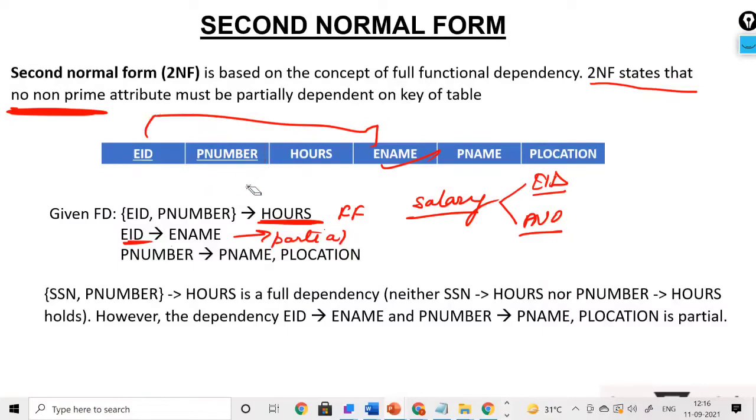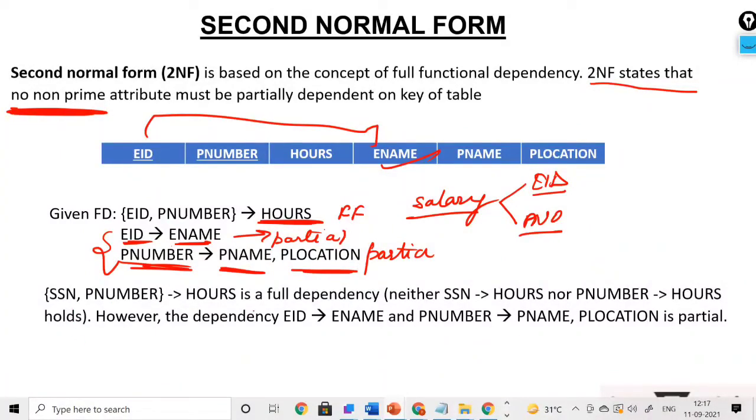What is the key of a table? This is the complete key. EID is not a key alone; EID and P number together are the key. Ours is following the complete property of 2NF, but this is not following. Again, P name and P location are both non-prime attributes, and these are partially depending on the key, because the key is made of EID and P number, and they both depend on only one value of the key. So this is a partial dependency, and this is also violating 2NF. So of the three functional dependencies, these two are violating 2NF.